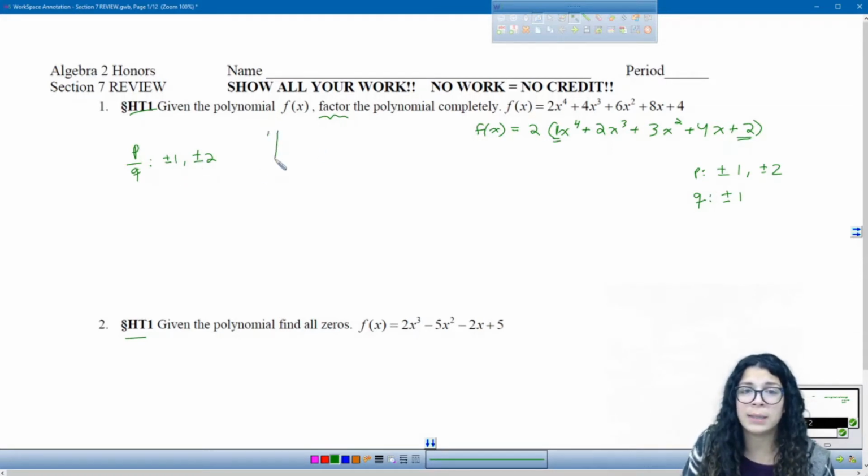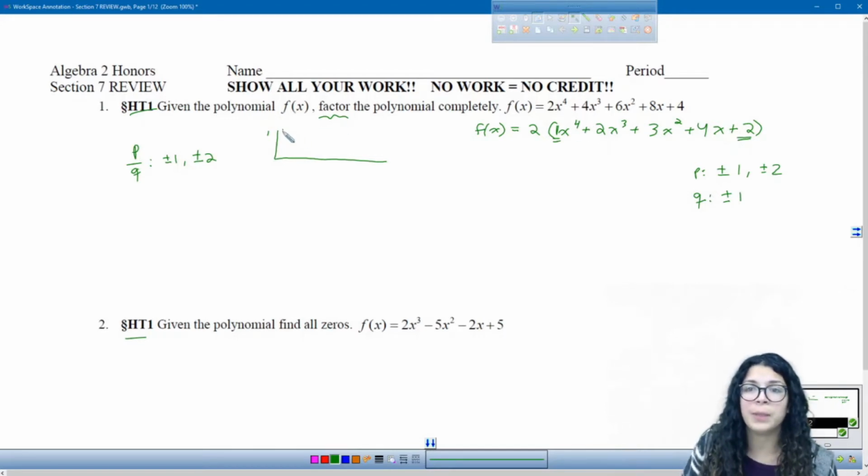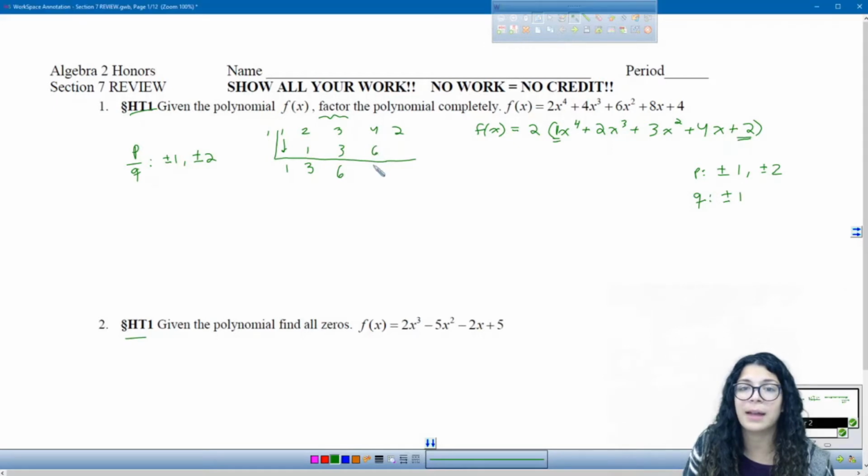Let's see if 1 is a 0. So we're going to go ahead and write all of the coefficients. Now we've already factored out a little bit, so we're going to use what we have simplified here as a factor, which would be 1, 2, 3, 4, and 2 coefficients. Remember, if you have any missing terms, then you have to use a 0 for a placeholder. So bring down your first term. 1 times 1 is 1. Add, we get 3. 1 times 3 is 3. Add 6. 1 times 6 is 6, add is 10, 1 times 10 is 10, add we get 12. So we didn't get 0, so 1 is not a 0.